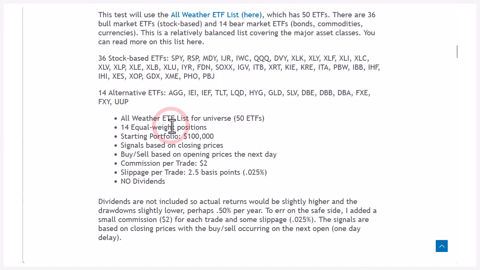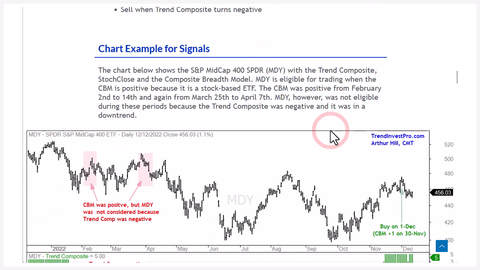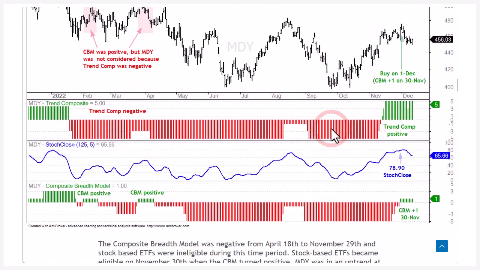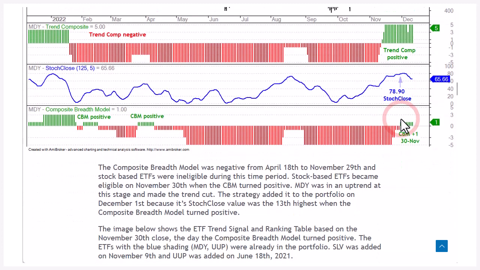And so it's 14 equal weight positions, and there are 50 ETFs to choose from. And I go through this model and explain how it works. It uses the trend composite to identify a trend. It uses Stoke close to rank the ETF as far as trend strength. And so it looks for uptrends and it buys the ETF with the highest Stoke close value. And this is an example with MDY because it was added to the hypothetical portfolio on December 1st when the composite breadth model turned bullish.